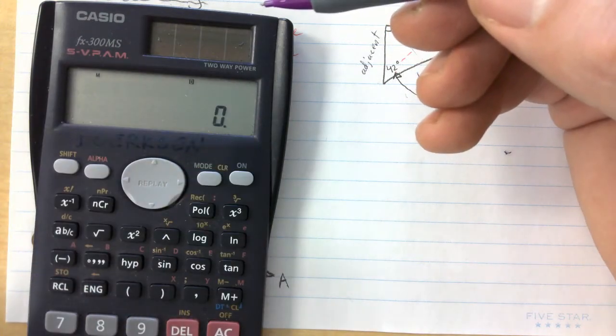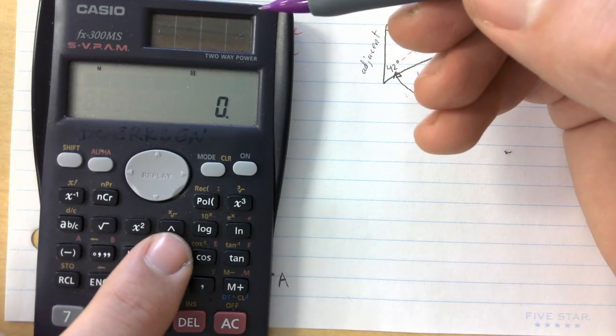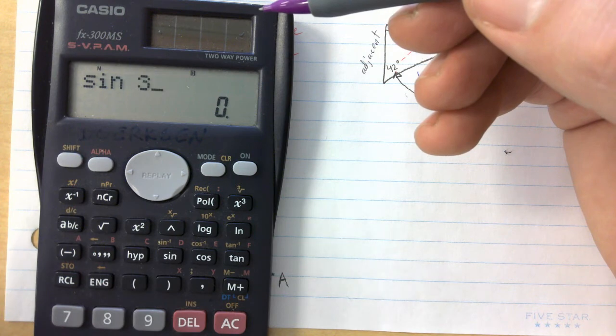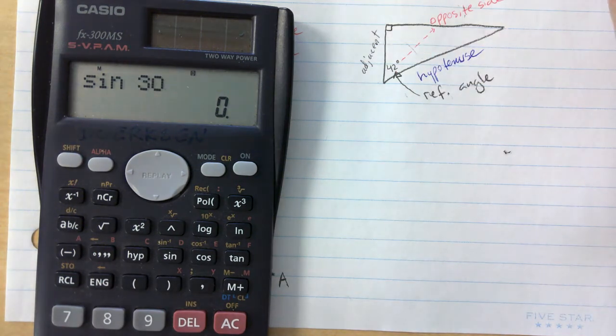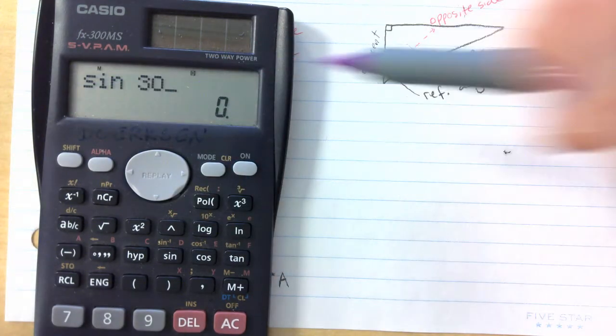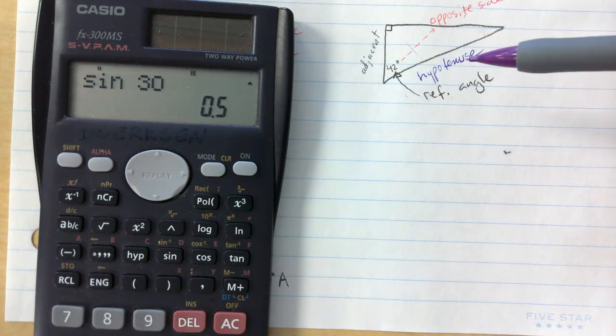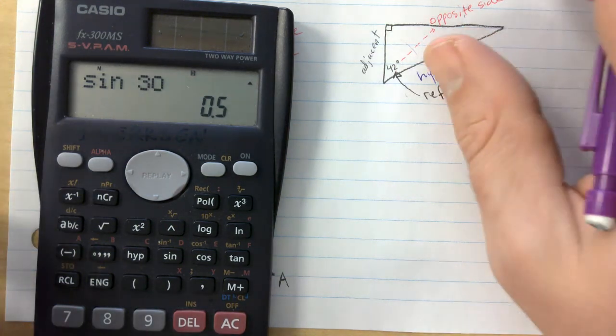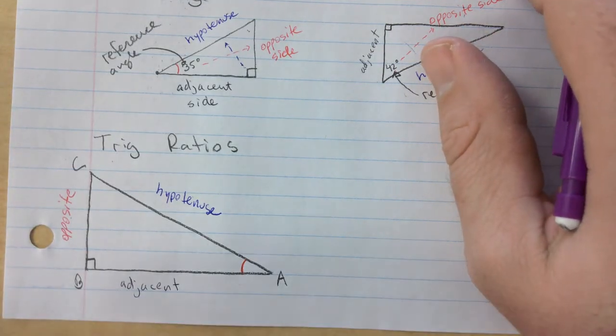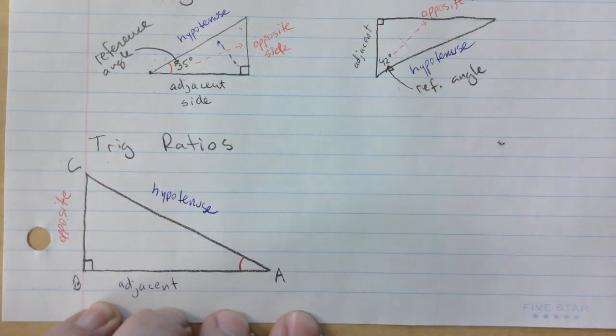This is how you know you're doing this right. Press sine and then 30. Some of you have to go 30 and then press sine. If you don't have a calculator that shows you what you're typing in, you're supposed to get 0.5. If you don't get 0.5, something is wrong. Okay, all right. Let's give this a go.